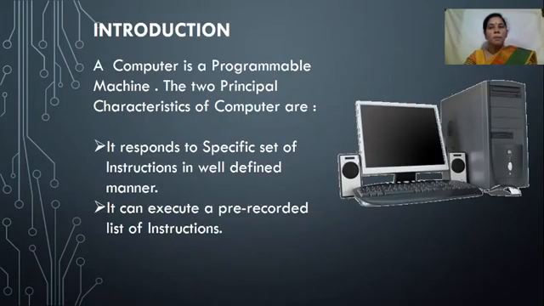Now, computer. What is a computer? A computer is a programmable machine which takes in the input and gives you a successful, accurate result. It mainly works on two principal characteristics: it responds to a specific set of instructions in a well-defined manner, and it can execute a pre-recorded list of instructions.